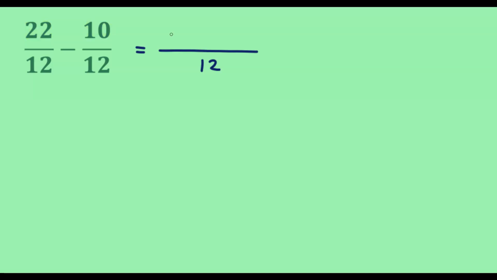So what we do is write 22 minus 10 in the numerator of the resultant fraction. 22 minus 10 is 12, and we divide this by 12. Now 12 over 12 is equal to 1, and so this is our required answer. That is, 22 over 12 minus 10 over 12 is equal to 1.